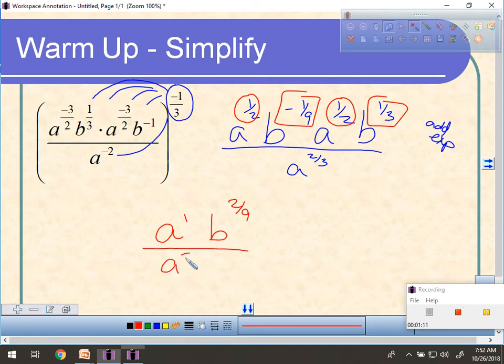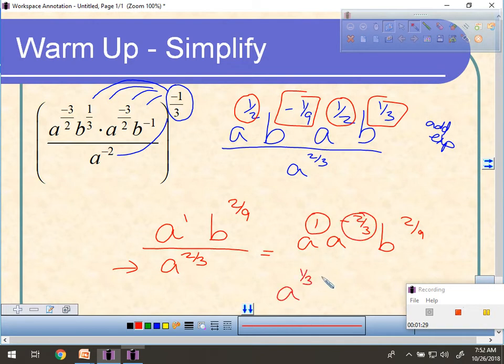All right? But you're not done. You still need to move this up. So when you move it up, notice it's in positive 2/3. So when I move it up, it's going to be a negative 2/3. And so then that's going to be b to the 2/9. And then you can add these exponents, and you should get a to the 1/3, b to the 2/9. And that will be my answer for that one.